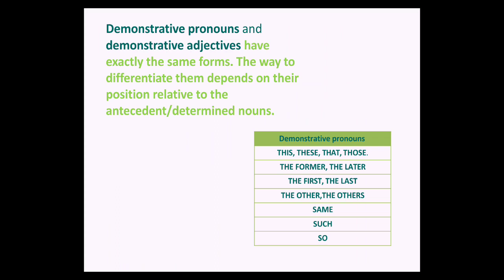Demonstrative pronouns and demonstrative adjectives have exactly the same forms. The way to differentiate them depends on their position relative to the antecedent determined nouns. Demonstrative pronouns: this, these, that, those, the former, the latter, the first, the last, the other, the others, same, such, so.